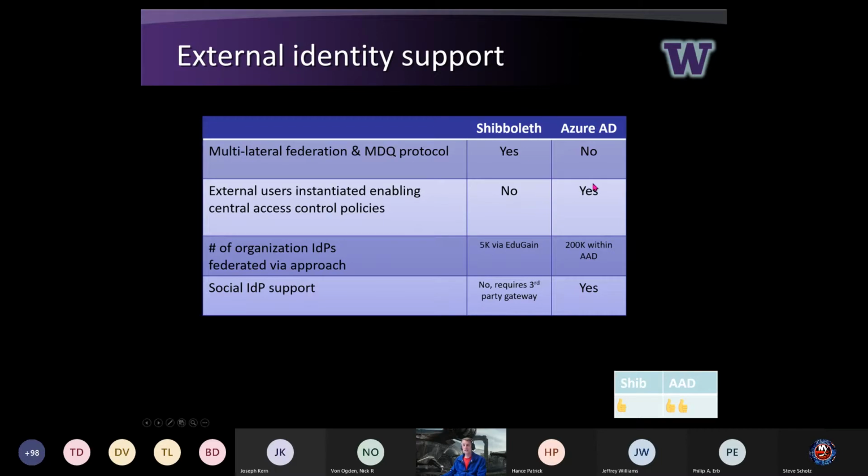The approach that Azure AD uses is this idea of external users, and external users is arguably better because it allows you to have a central access control policy, because the external user is actually instantiated in a place where you can apply access controls and track it. With Shibboleth and multilateral federation, if the user is not instantiated, there's no central access policy I can implement to prevent joe at wazoo.edu from accessing anything at UW, or forcing joe at wazoo.edu to do two-factor to get anything at UW. There's no way to do that with Shib.